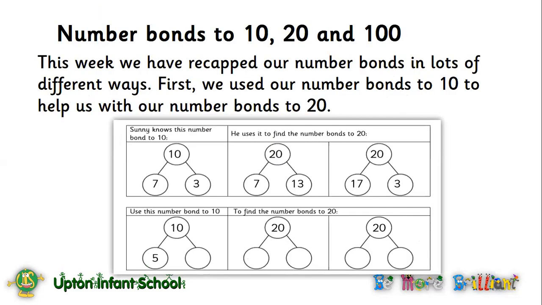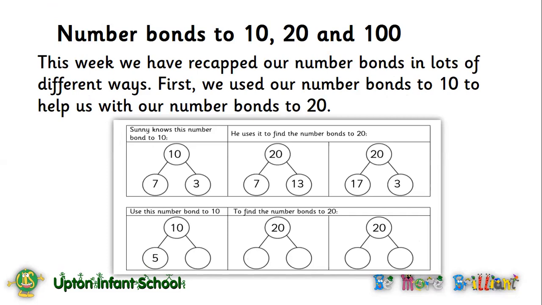Now, then we had a look by the end of the week at number bonds to 10 and 20. We've looked at it in lots of different ways. We did lots of chanting, and we used our fingers to work out our number bonds to 10. And once we'd really secured our number bonds to 10, then we had a look at our number bonds to 20. So if you look at my first example, Sunny knows this number bond to 10, and it's 10 in a cherry diagram with 7 and 3 making up that number bond to 10.